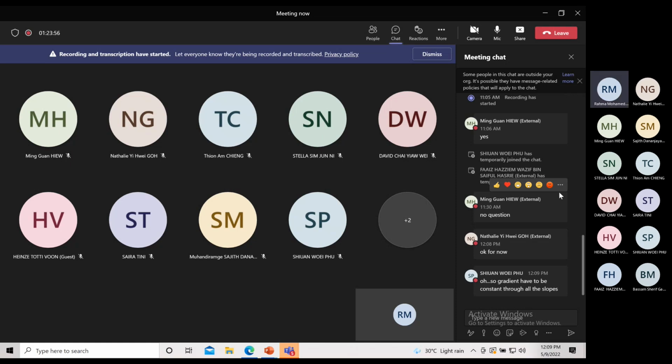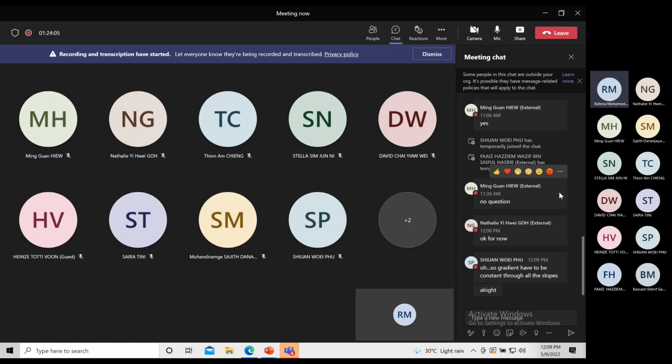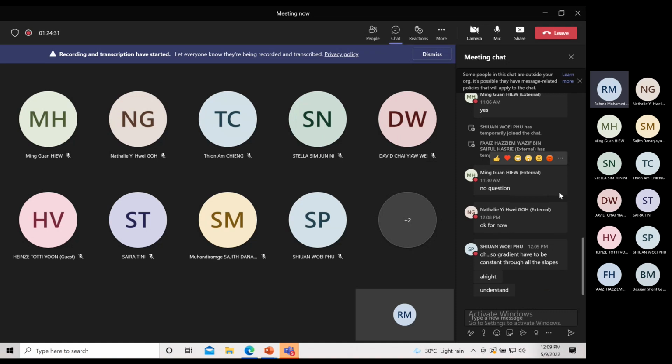Yes, gradient has to be constant through all the slopes. If you have more than one slope, they should be the same. Because if you provide different gradients, when the wheelchair user starts moving on this part of the road, the gradient is different. He comes into a landing, another part, the gradient is different. It's hard for them to cope. So it's better you provide the same gradient, so that they don't be moving up and down, a steeper one, then gentle one, steeper, gentle. Okay, thank you. Any other question?